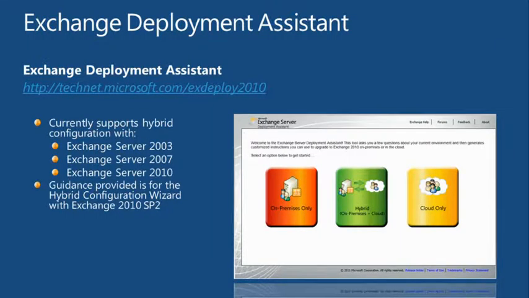Your authoritative source of information for hybrid deployment steps and understanding documents is here. It's the Exchange Deployment Assistant. If you click on the middle green button, it takes you through a series of questions, and it provides you a tailored set of steps. Questions like, are you going to be using single sign-on, yes or no?